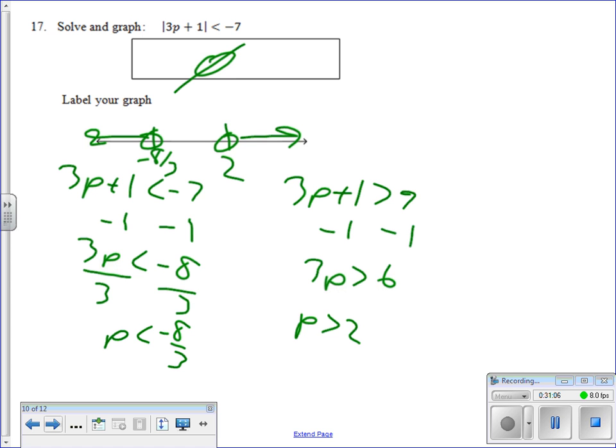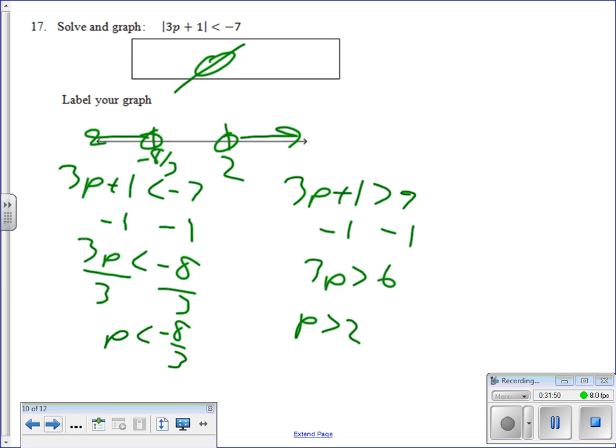What is the smallest value, the smallest thing in absolute value could ever be? 0. The smallest in absolute value could ever be is 0. The absolute value of 0 is 0. The absolute value of anything else is larger than 0. Is 0 or anything larger than 0 ever going to be smaller than negative 7? If you look at the original problem, it never is going to work because the smallest I will ever have the absolute value is 0. 0 will never be less than negative 7.